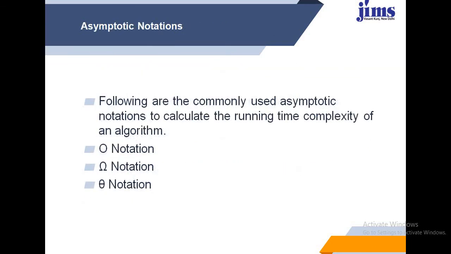Now in asymptotic notations we can represent our algorithm by three asymptotic notations. First is O notation, ओमेगा नोटेशंस एंड थीटा नोटेशंस. तो हम कभी भी अपना एल्गोरिथम को थ्री नोटेशंस में रिप्रेजेंट करते हैं. तो फर्स्ट इज ओ नोटेशंस एंड सेकंड इज ओमेगा एंड लास्ट इज थीटा नोटेशंस.